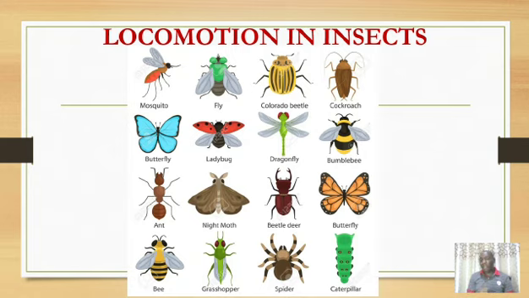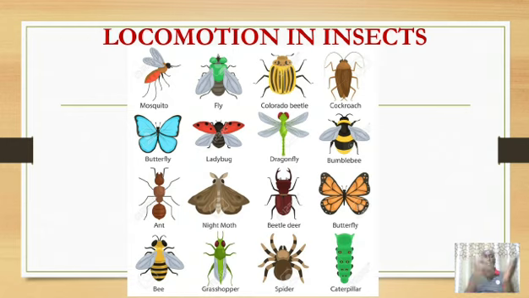A spider is not an insect, but has a similar mechanism of locomotion like insects. I repeat, a spider is not an insect, but has a similar mechanism of locomotion like an insect. Remember, we are looking at locomotion in insects.